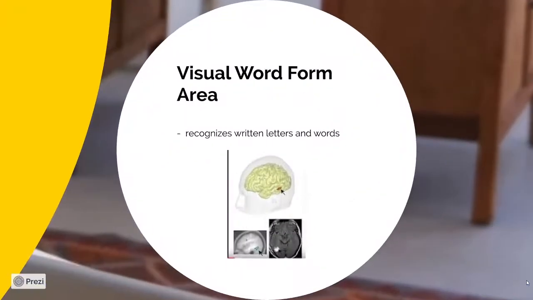Another important region talked about in this chapter is the visual word form area. The visual word form area is again located in the temporal lobe region, and it's important for recognizing words, written letters, and words.